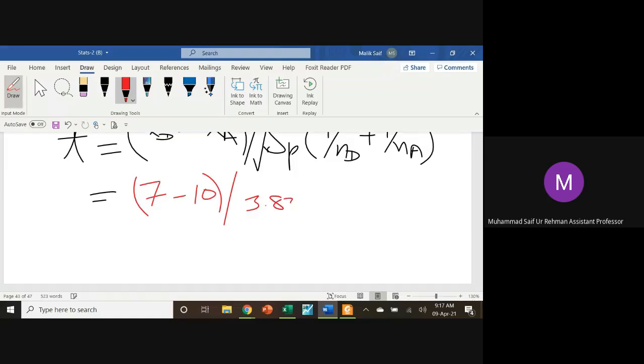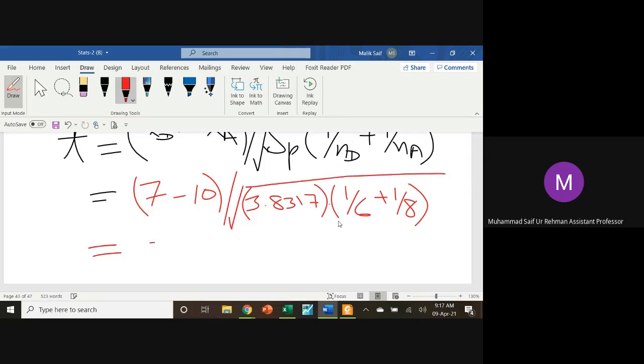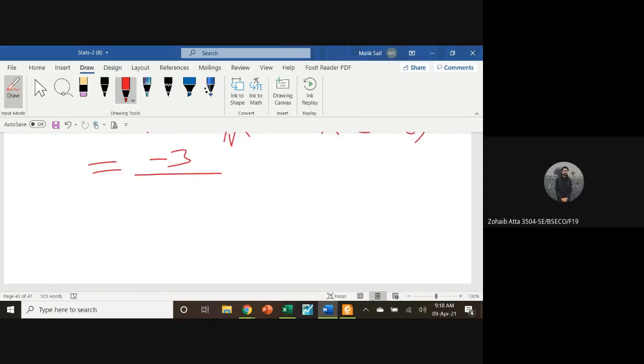3.8317. This is sp multiplied by 1 over 6 plus 1 over 8. This is a square root. Who will solve it quickly? Minus 3 divided by... 2.8378. Have you found the answer? 2.8378, sir. It should be with a minus, negative sign. Yes, fine. So this is the t value.